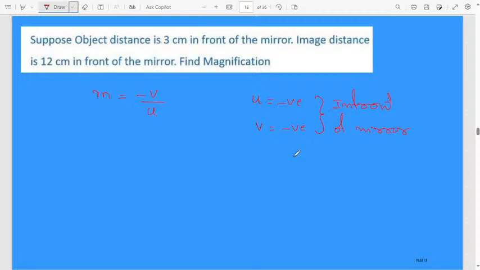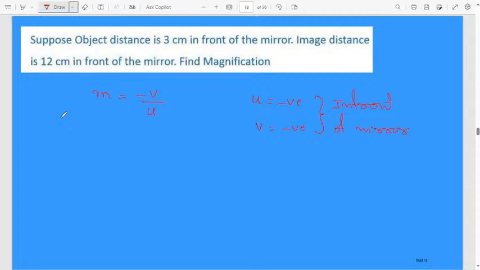This is not applicable for lens. What I am explaining is only for mirrors. For lens it will be different, that I will tell later. Okay, yes. Then here u and v values are negative, because both object and image we are keeping in front of the mirror.